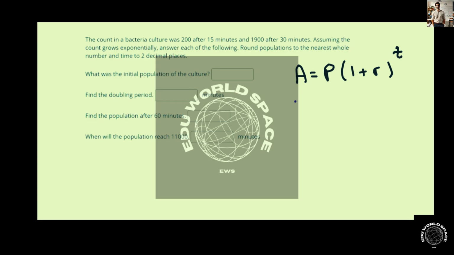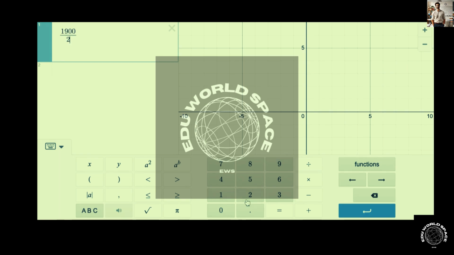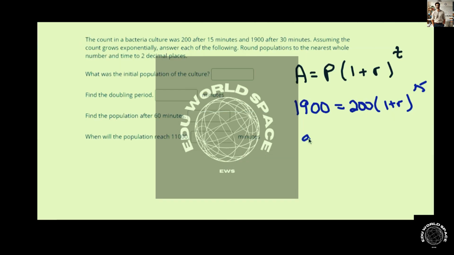we could say that the final amount here to find the rate was 1900 given an initial amount of 200, and 15 minutes had passed, so t would be in minutes here, because going from 15 to 30 minutes, it took 15 minutes to get to that level. Divide both sides by 200. 1900 divided by 200 is 9.5.